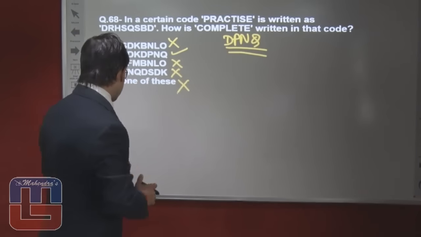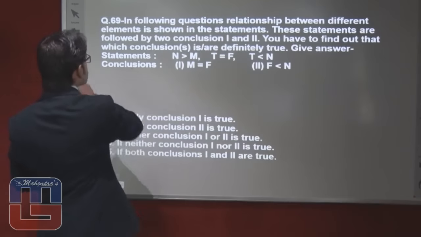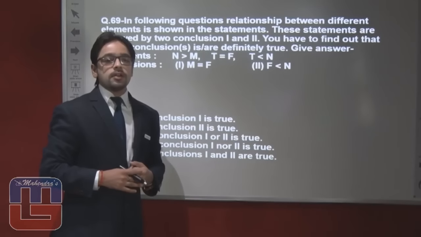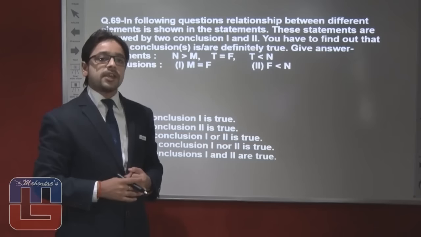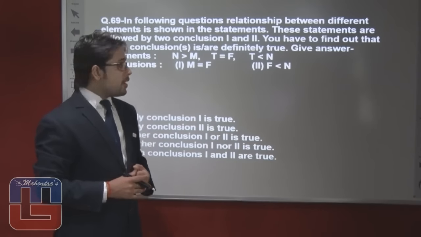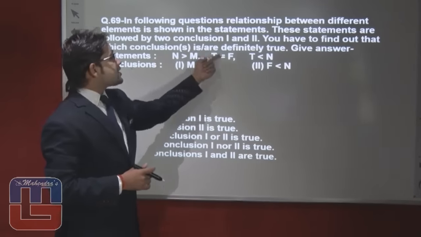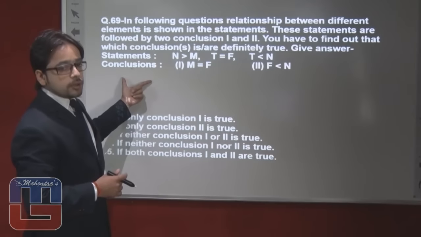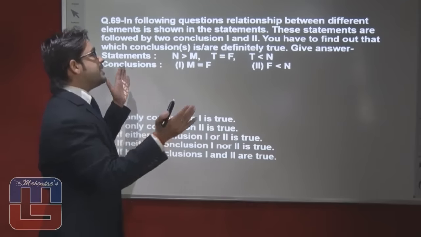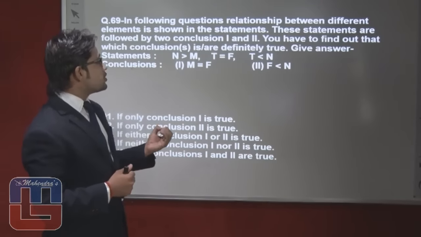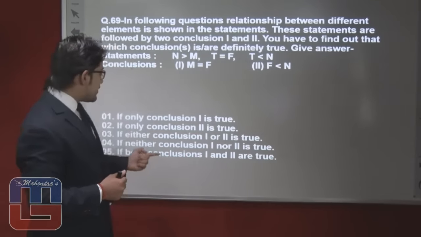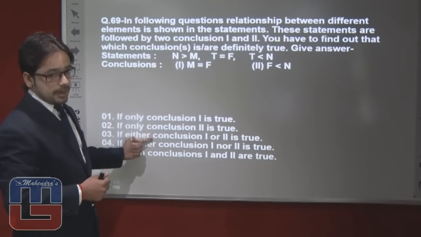Let's proceed towards the next question. This question is based on inequality. Generally 4 to 5 marks question will be asked in your examination from this topic. As you can see here, 3 statements are followed by 2 conclusions. You have to combine these 3 statements and then you have to realize which of the following conclusion is definitely true. These are the options which have been given by the examiner.